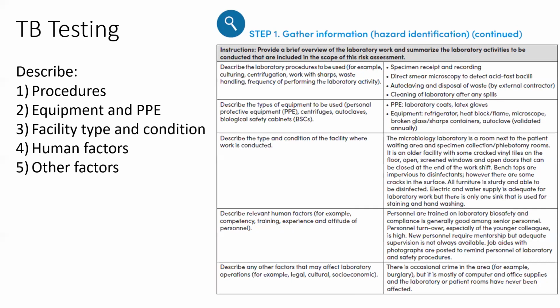Relevant human factors include competency training, attitudes, and personnel. In this case, personnel are trained on laboratory biosafety and compliance, and it's generally good among senior personnel. Personnel turnover, particularly of younger colleagues, is high. They don't have adequate mentorship, so this could be a problem. And then job aids with photographs are placed around the laboratory to remind personnel of safety procedures. And then the last thing, there is another factor. They're saying that there is occasional crime in the area, burglary, but most of it's related to computers and office supplies, not the lab.